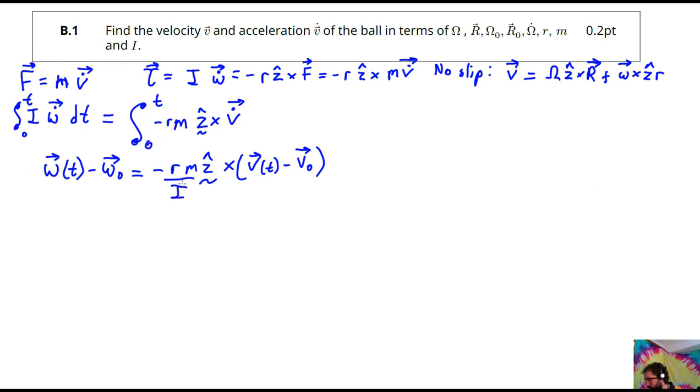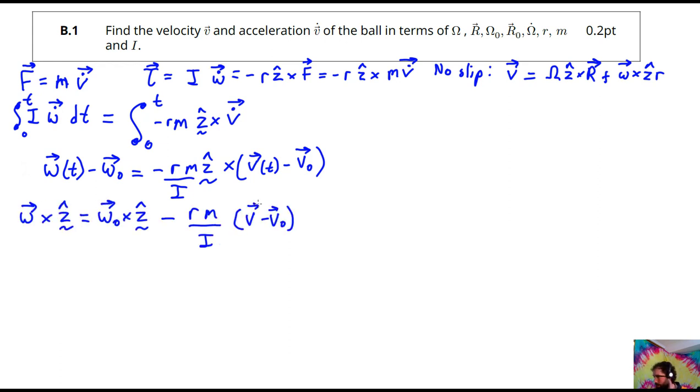And then I'm going to take the cross product of everything with z and move omega naught to the other side. And for the final term with the v minus v naught, we're going to use our triple cross product rule, and that's going to get rid of our z's, which is kind of handy. So let's do it. Now we're going to substitute this into our no-slip condition, because if you have a look, this part here is the same as this here.